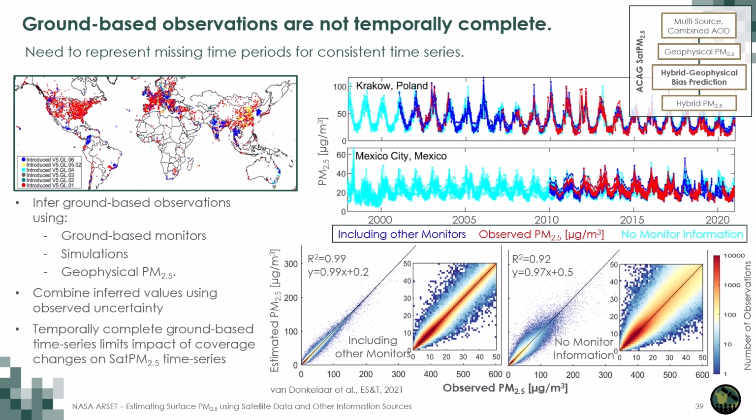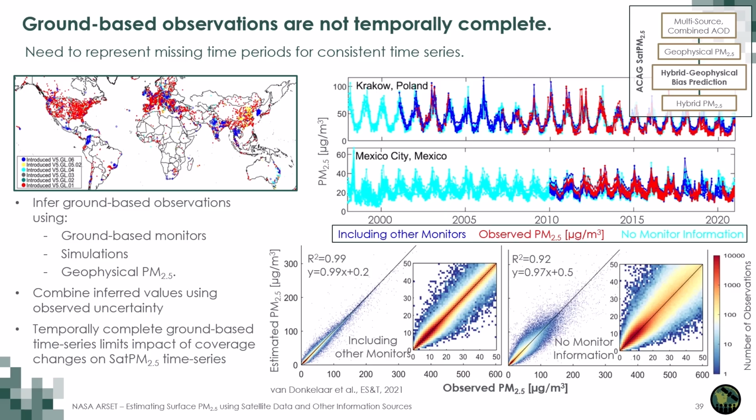To help limit this potential impact, we produce a temporally complete PM2.5 record at all ground-based monitors prior to incorporating them into the hybrid framework. To complete this task, missing ground-based values are inferred using relationships developed during overlapping periods with other available data sources. These other sources include not only geophysical and simulated PM2.5, but also other ground-based observations from nearby or related stations. Multiple techniques are used to fill in this missing data. All are compared using a temporal holdback and then combined based on their relative uncertainties.